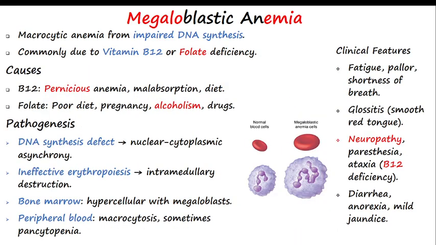When you come here, the story of today is called megaloblastic anemia.